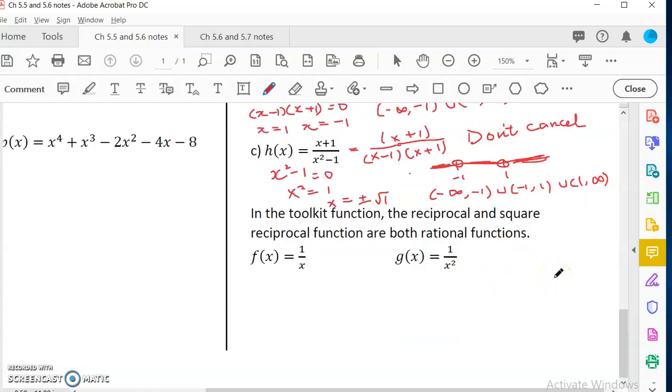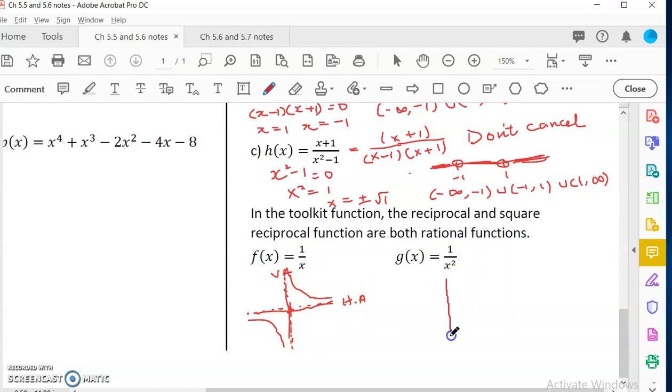Let's look at our toolkit functions. There are two toolkit functions that are rational functions: 1 over x, because 1 is a polynomial and x is a polynomial, and 1 over x squared, where both are polynomials. Let's look at how the graphs look. Do you still remember 1 over x? The graph is like this, with 2 branches. And other than 2 branches, we also have a vertical and a horizontal line. We call these the horizontal asymptote and the vertical asymptote. What are asymptotes? Asymptotes are lines where the graph gets close to but never touches.